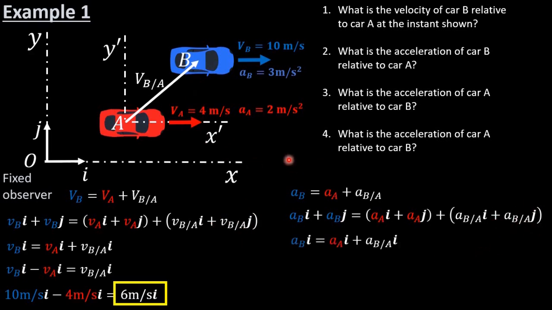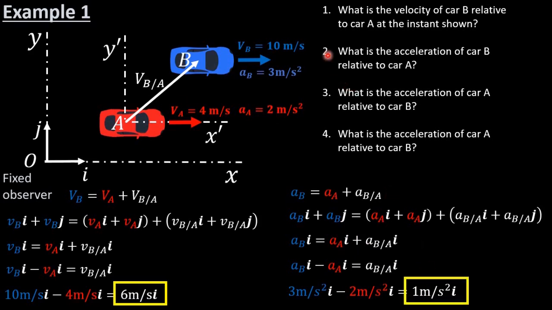So we're just left with this, and we knew the acceleration of car B in the i direction was 3 meters per second squared, and the acceleration of car A in the i direction was 2 meters per second squared. We want to find the relative acceleration between the two, so subtract a sub A from both sides to get this. Substitute our numbers in: the acceleration for car B was 3 meters per second squared, for car A it was 2 meters per second squared, which we put here. The acceleration of car B relative to car A is going to be 1 meter per second squared. And that is the answer to question 2.